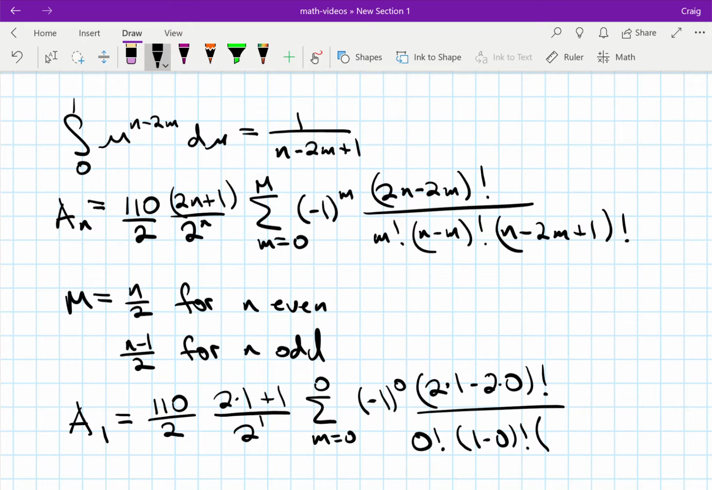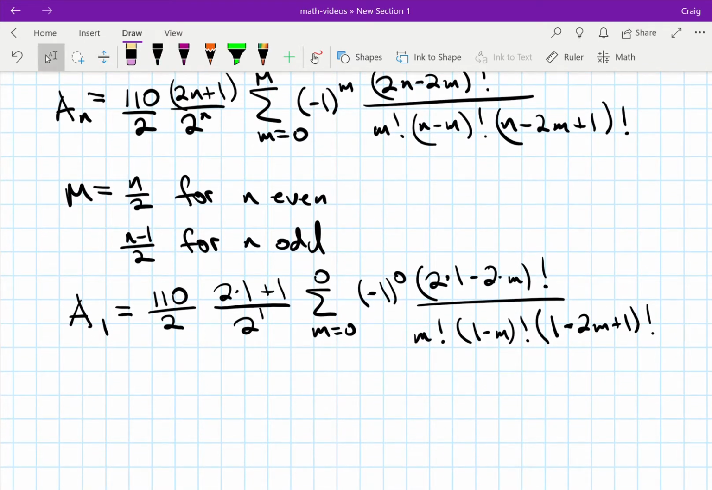I'm sorry. I really should have these as m. And so this is 1 minus 2m plus 1 factorial. But the point is that the summation only has a single term in it, the m equals 0 term. So I can stick in 110 over 2. So this is 3 over 2. And then I just have the m equals 0 term in my sum.